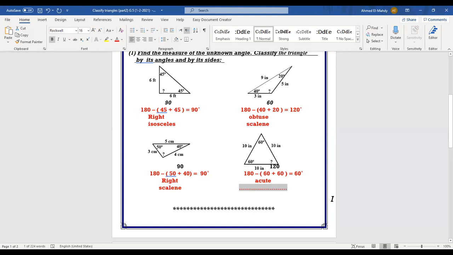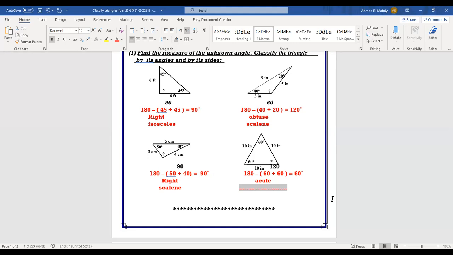To know the kind of the triangle, firstly, according to the measure of its angles, you check the 3 angles in the triangle. If you find one of them is right, meaning one of them is 90 degrees, then the triangle will be a right triangle. If you found one of them is obtuse, what's the meaning of obtuse? More than 90 and less than 180. The triangle will be obtuse.